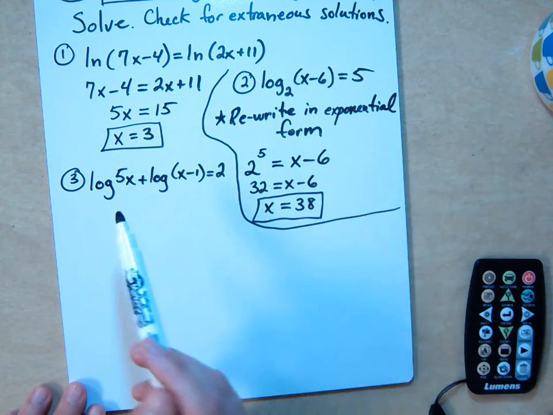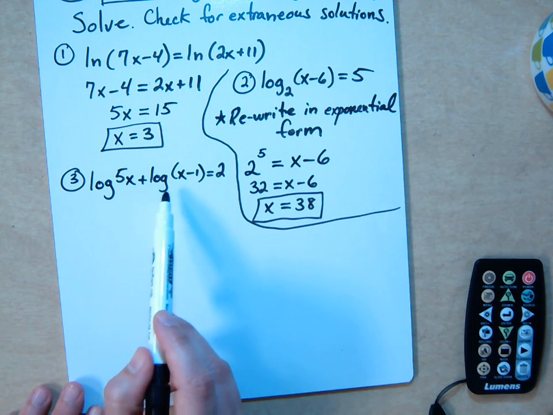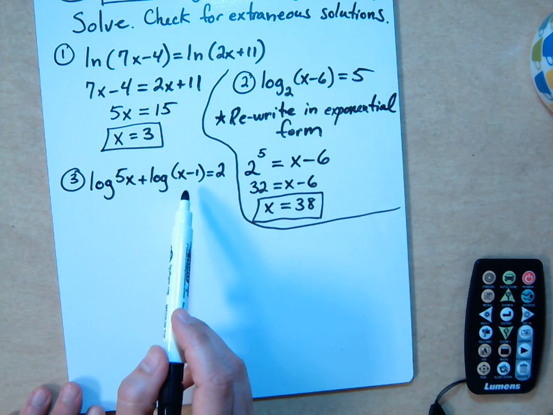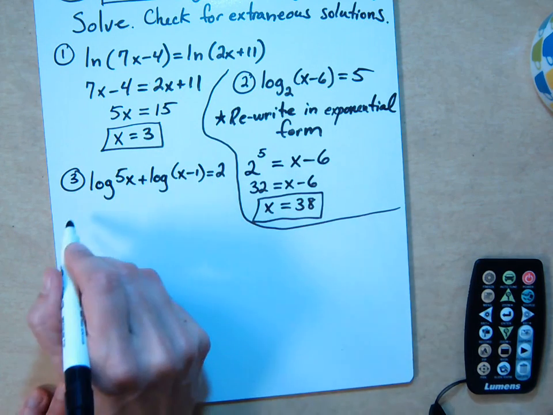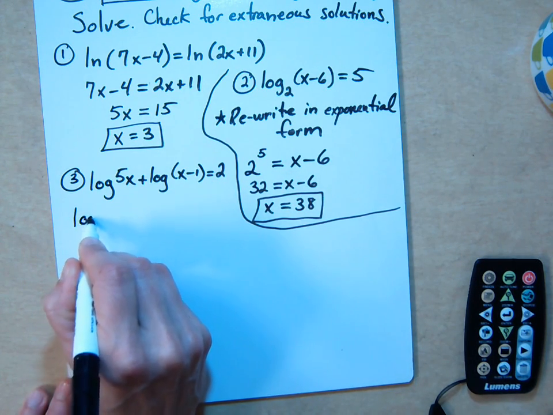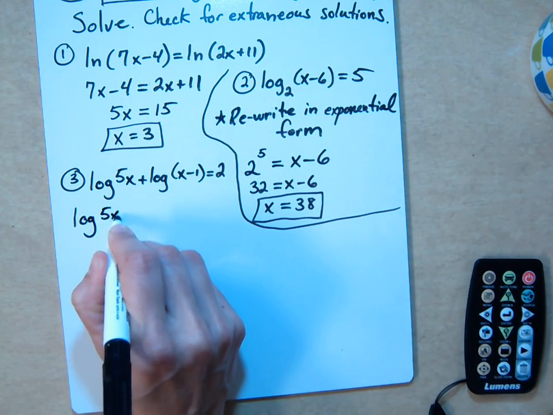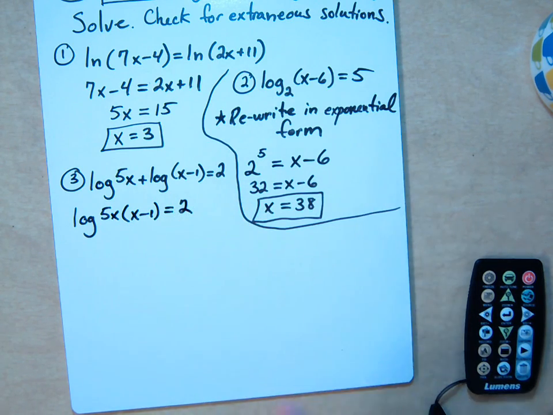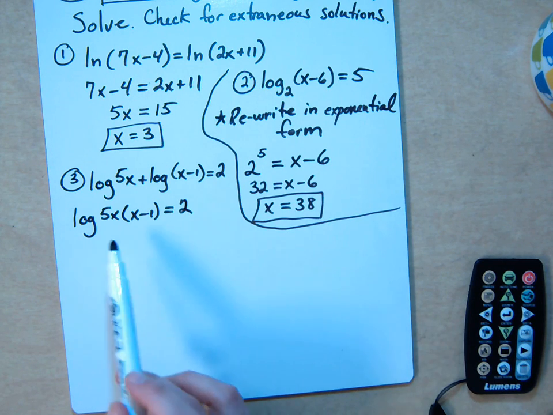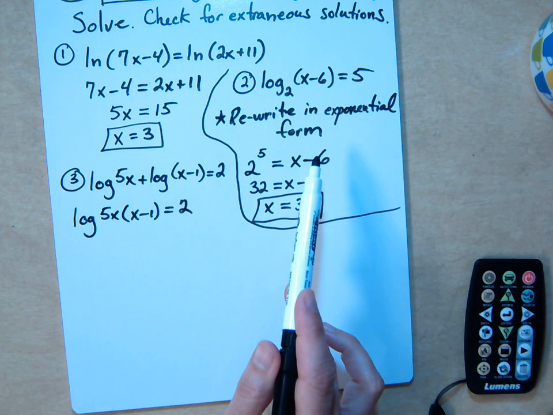So you just look at the left side and condense it. Remember the properties of logs: log A plus log B is log AB. So we're just going to make it into one expression. We simply multiply these two together like that. Now this problem is already much easier, because now I can do what I did in problem 2: write it in exponential form and solve.